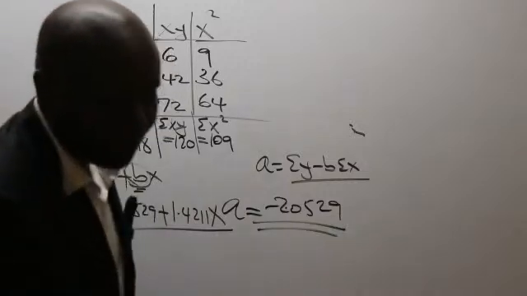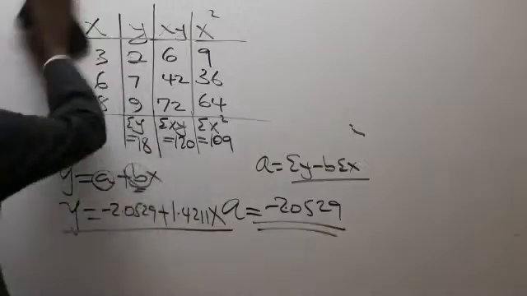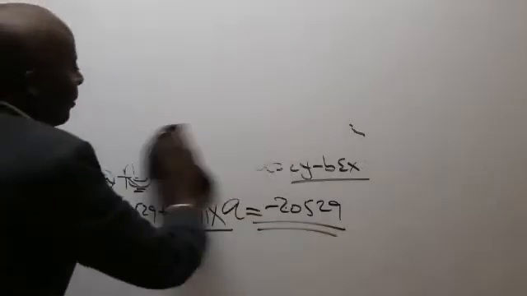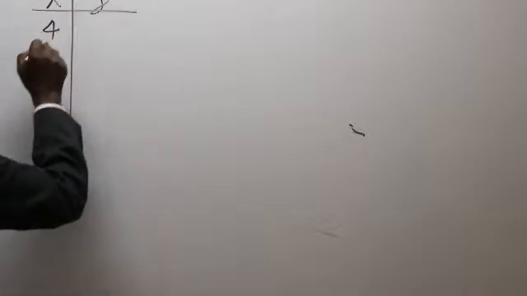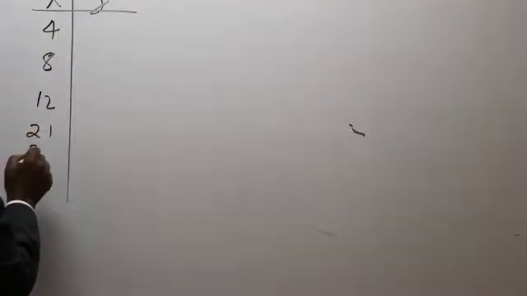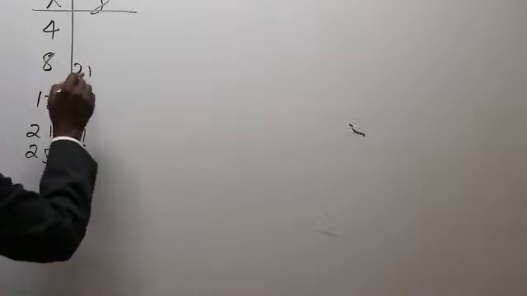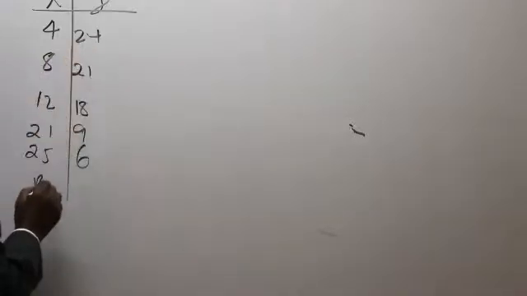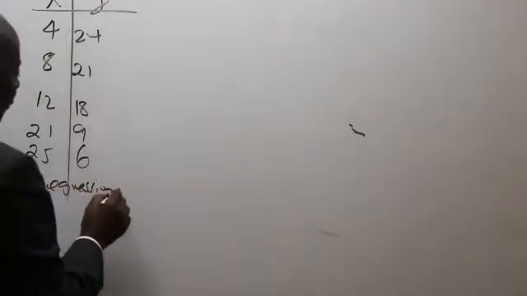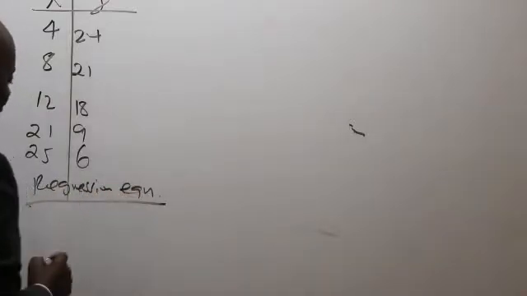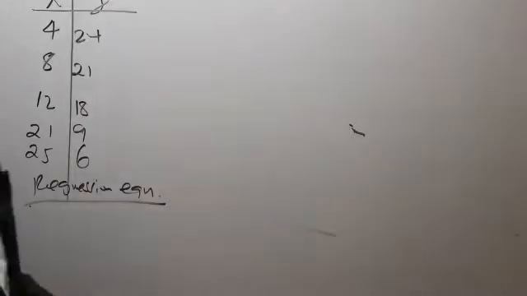Good. Now something for your exercise. And then I'll be able to advise on the way forward. If, for example, you are given X and Y, we have here 4, 8, 12, 21, 25 for X and 6, 9, 18, 21, 24 for Y. They want the regression equation very fast. Before I show you how to do this with a shortcut using a calculator, let's see.